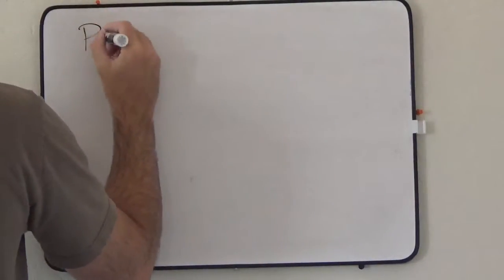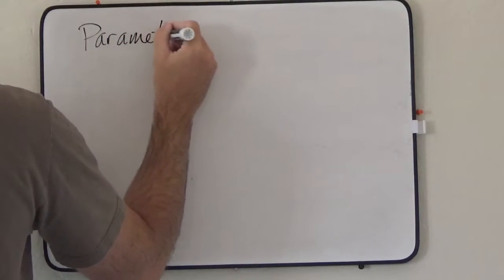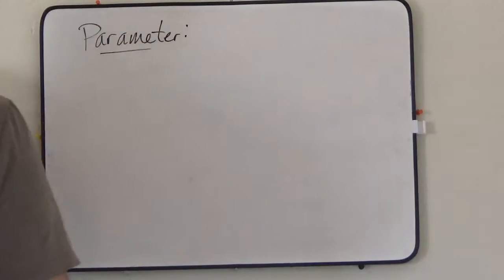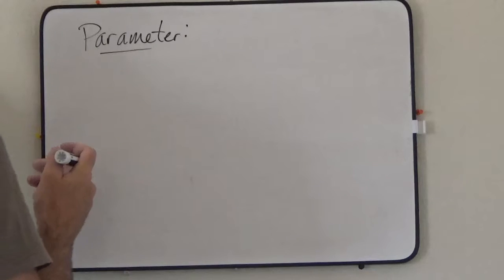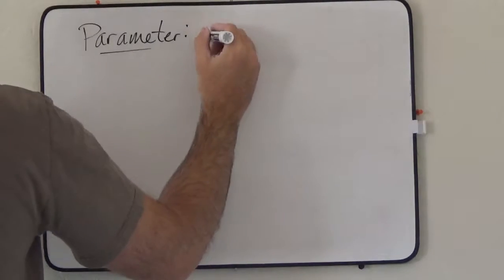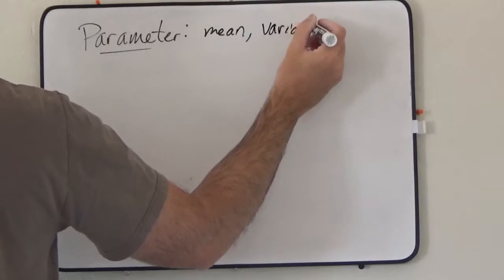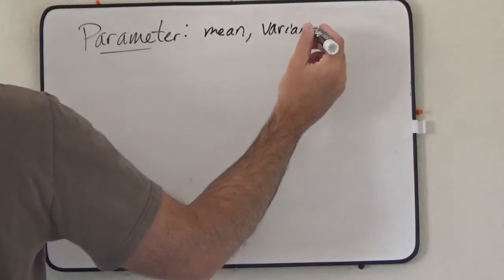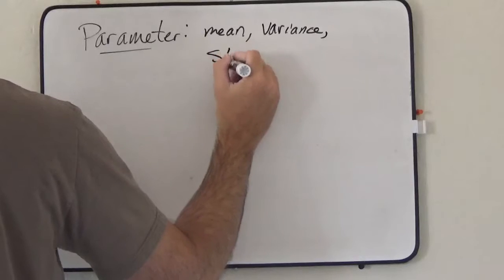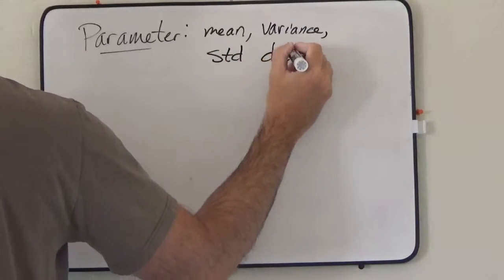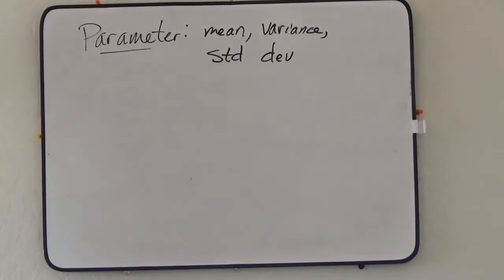A parameter, these are common statistics. So the ones that we're going to mostly focus on are mean, variance, and standard deviation. Okay, so those are the main parameters that we're going to talk about. It's just the way that we show our distribution, okay?